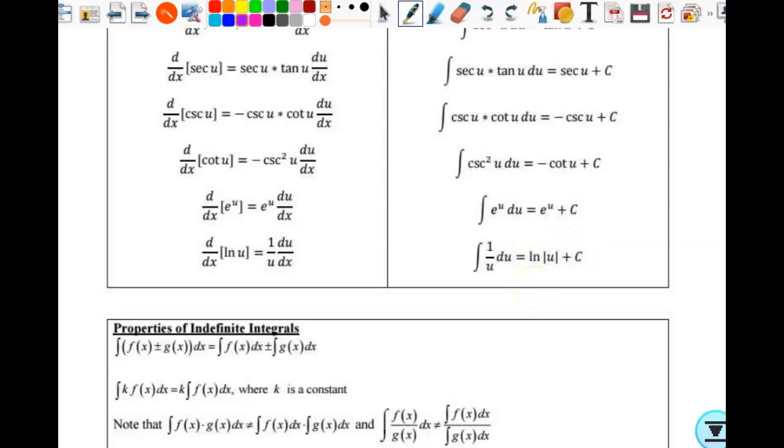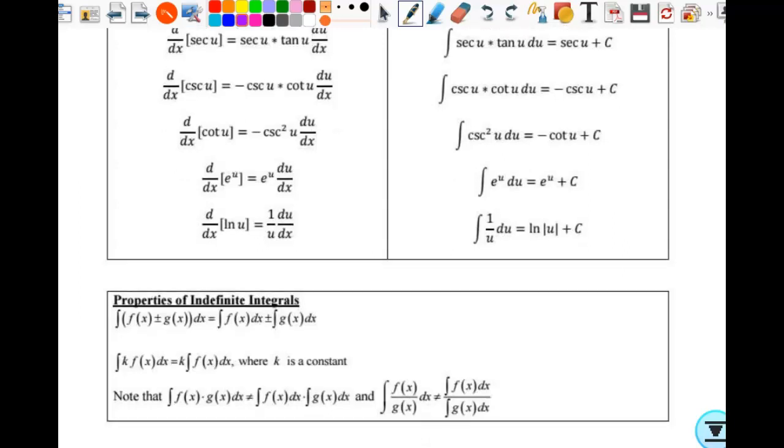I know that's a lot of information, but we'll be able to refer back to it for a little while, and then you'll get the hang of it. It's not going to be that bad if you know how to do the other stuff. Okay? And then properties of our indefinite integrals, they're really the same as the definite integrals.